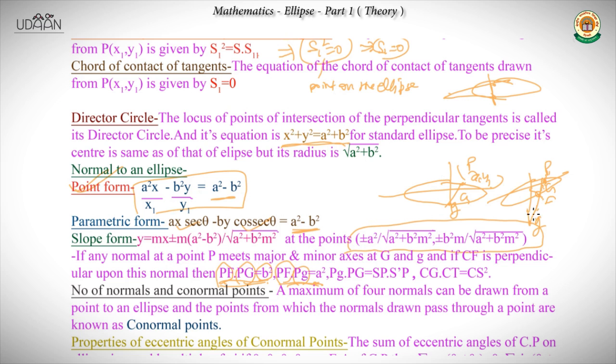You can see this diagrammatically there. Next, P small g into P capital G equals SP into S dash P, the product of the focal distances, and CG into CT equals CS square. So these are the four conditions which are derived for normal.